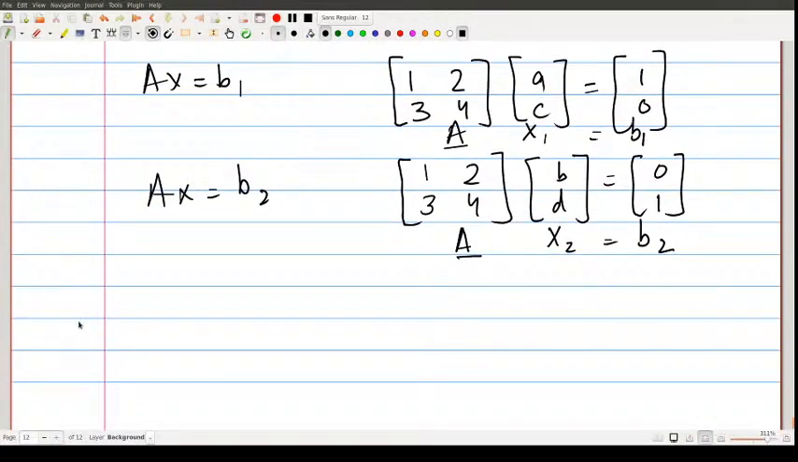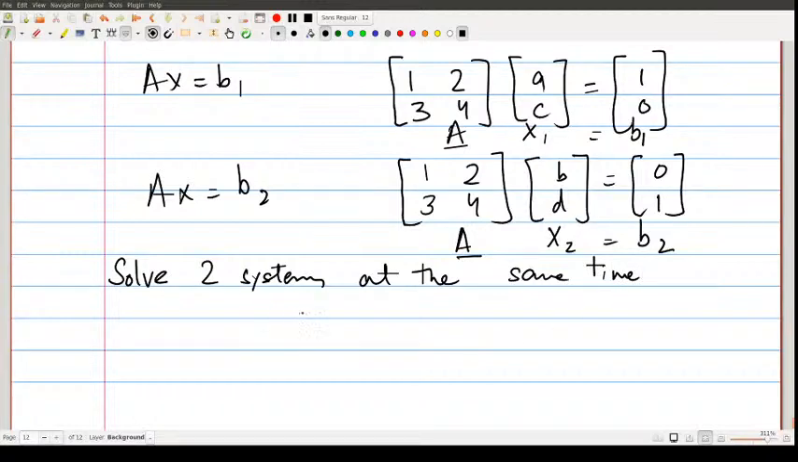Now one way of doing that is, of course, to solve them separately: do Gaussian elimination on this, Gaussian elimination on this, and stop. The other way of doing this, if you want to solve two systems or even multiple systems at the same time, is to do the same thing that we used to do and use the augmented matrix. So 1, 2, 3, 4.